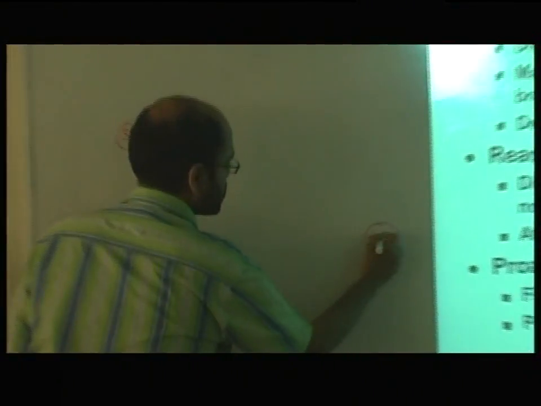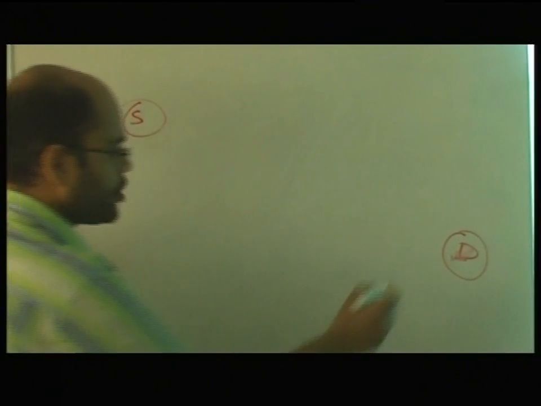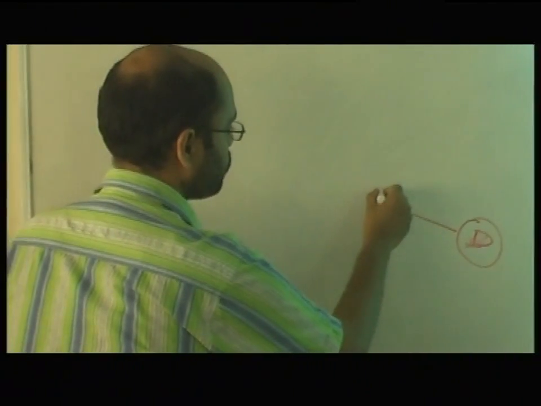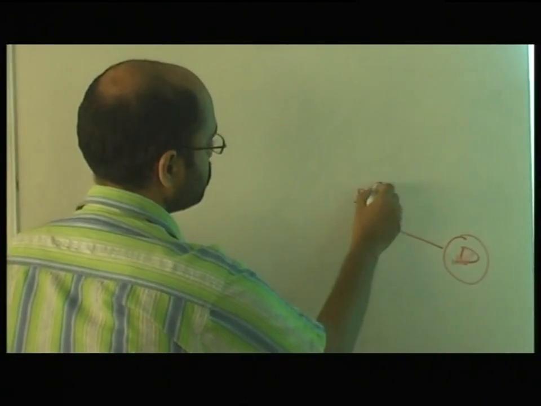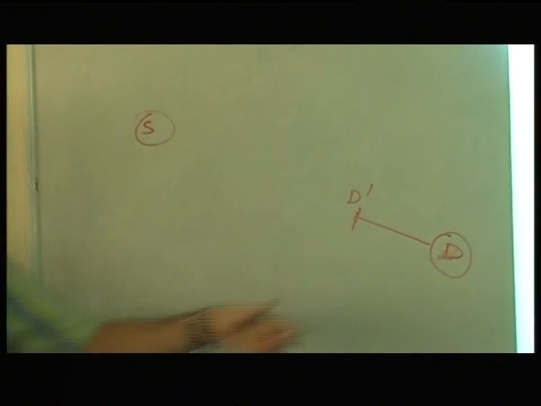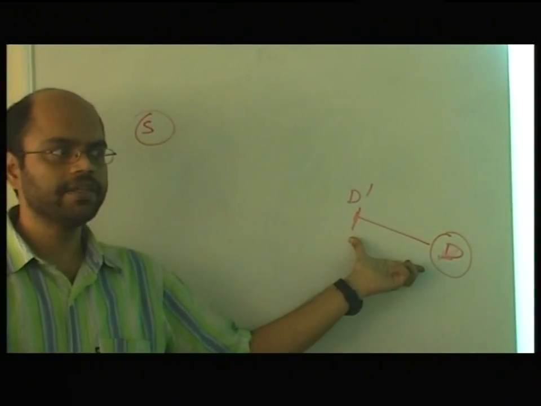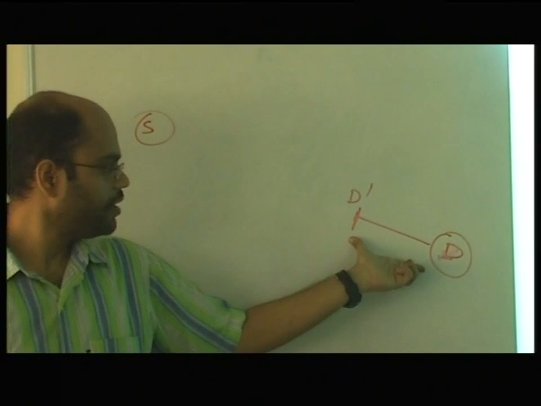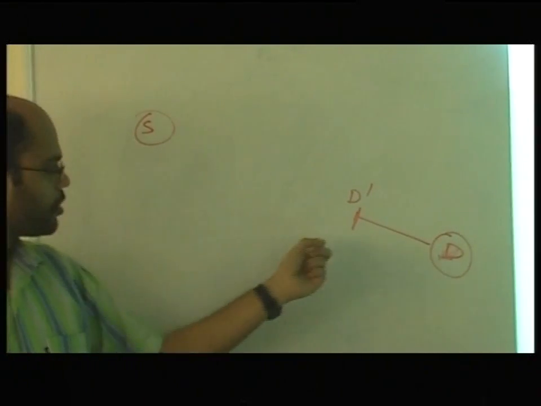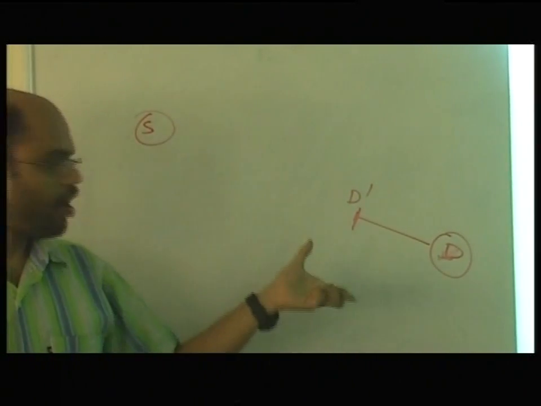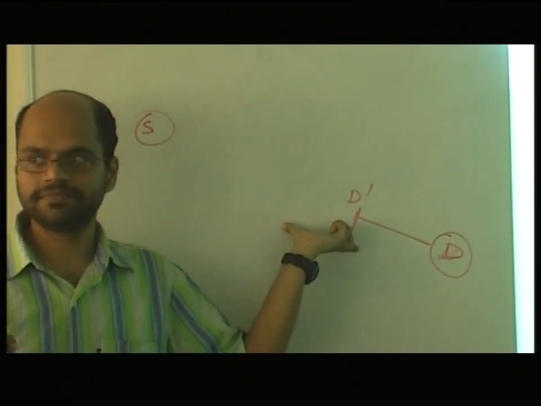This is the source, this is the destination, right? So the destination knows that it has received the first copy of the packet from D dash. So this will be the final hop in the route. We know this one, but we have to go all the way to the source. How will you get the second part?